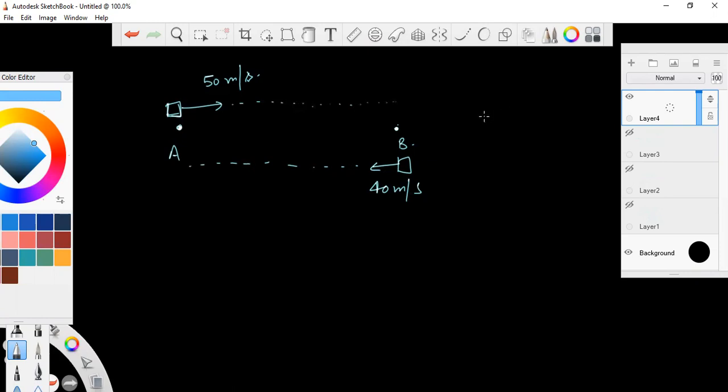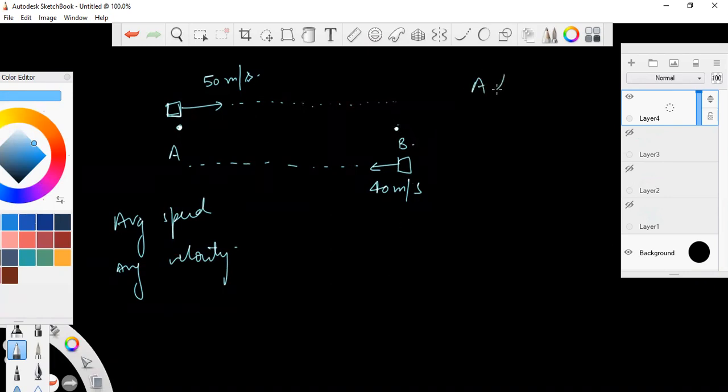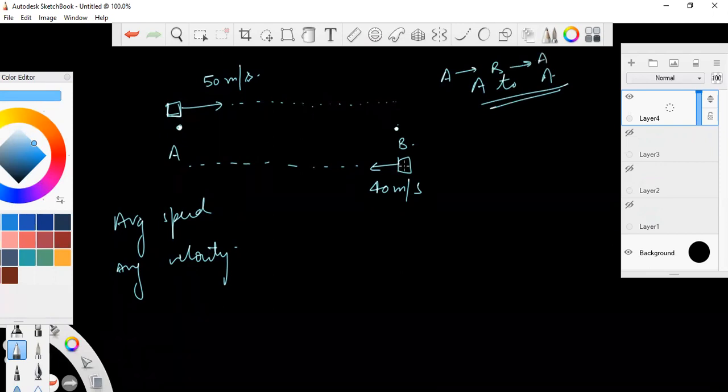Now my question is, during this A to A part, because the object started from A, reached B, and then came back to A. During this entire path from A to A, what is the average speed and what is the average velocity? Write in chat if you're done. So we should find the average speed from A to B and B to A, right? A to A. Okay, got it. That means A to B and then B to A for this path. Do this. Write in chat if you're done.